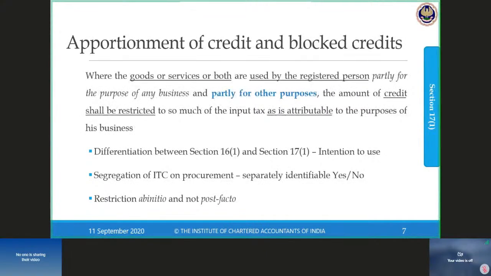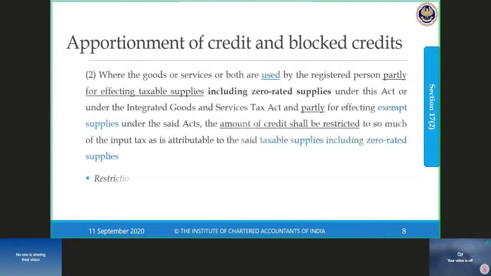If you know that at the time of procurement it is not meant for business, don't take. If you know that it is meant for business, please take it. This is what the plain reading of my section 17(1) says, as I understand.